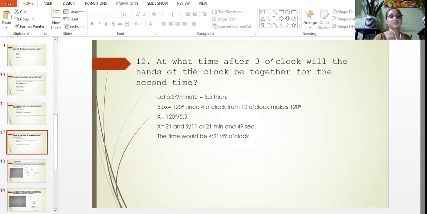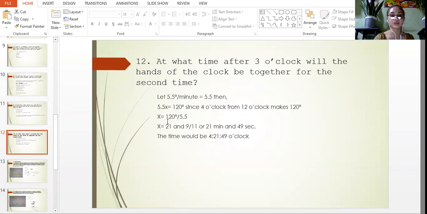Last for the algebra, number 12. At what time after 3 o'clock will the hands of the clock be together for the second time? Let 5.5 degrees per minute, then 5.5x is equal to 120 degrees, since 4 o'clock from 12 o'clock makes 120 degrees.